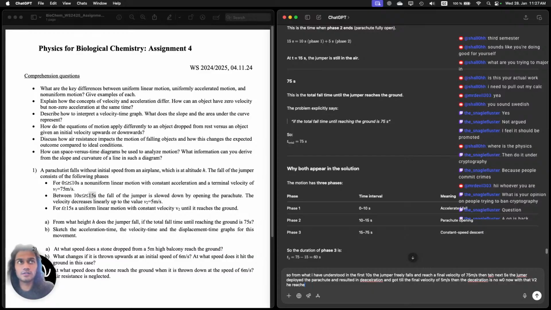The jumper reached the ground, you never know the gender, within 50 seconds. 60 seconds.